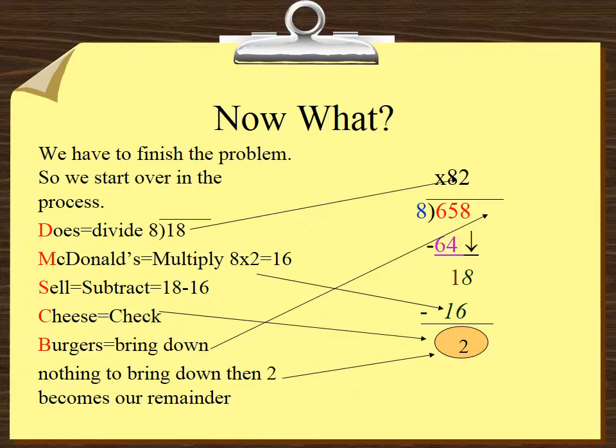Cheese equals check. So we're going to check that the 2 is smaller than 8. So that checks out. Burgers means bring down. There's nothing to bring down. So 2 becomes our remainder.